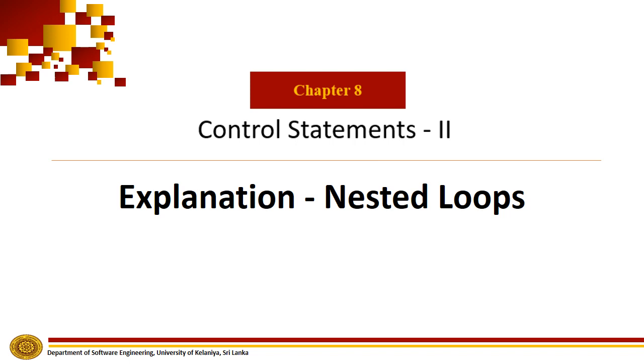Nested loop means we can place a loop inside of a loop. It means the inner loop is nested inside of the outer loop. Actually, the inner loop is doing the task. The outer loop does that task again and again depending on the condition, right? So the task is inside of the inner loop and the outer loop iterates that task. So first we will see the tracing of nested for loops.